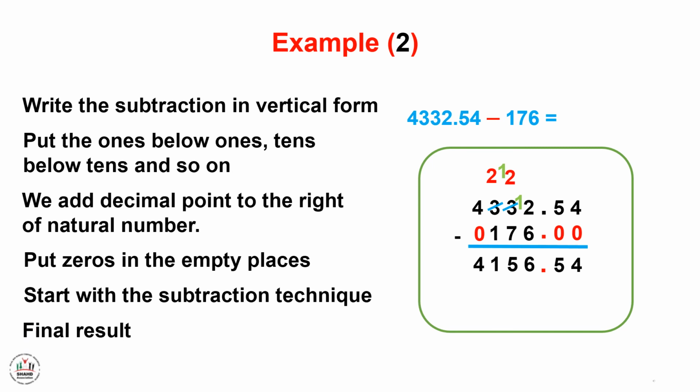So the final result is equal to 4,156 and 54 hundredths. So 4,332 and 54 hundredths minus 176 is equal to 4,156 and 54 hundredths.